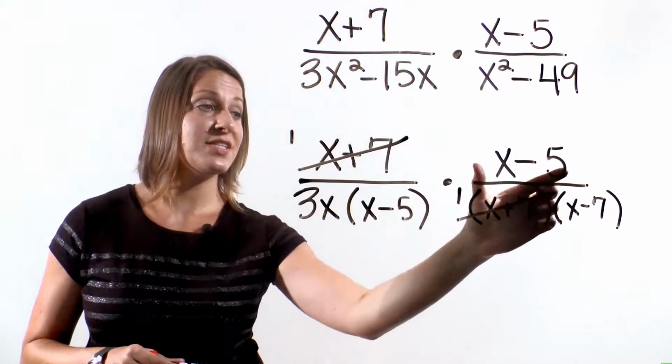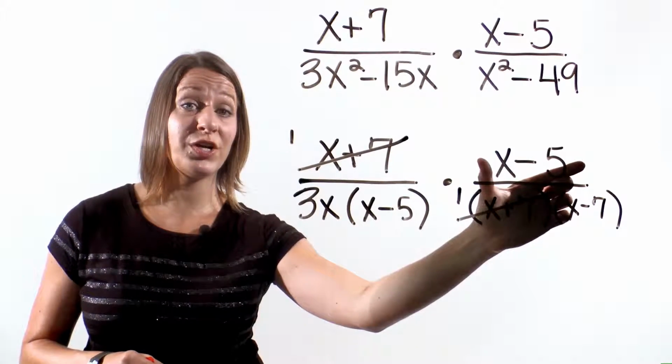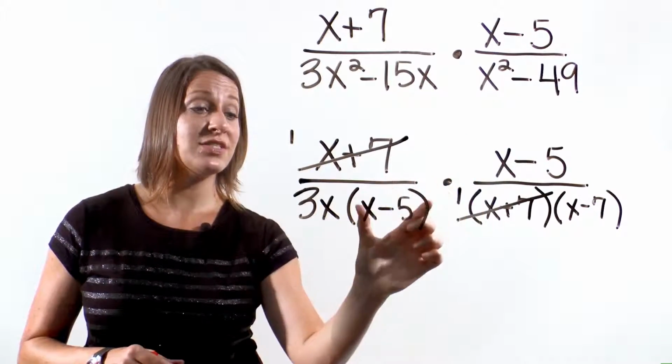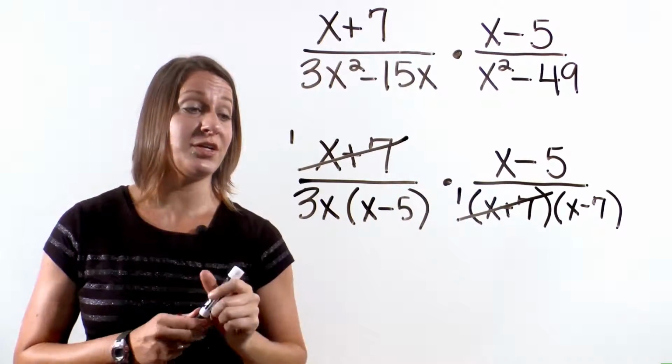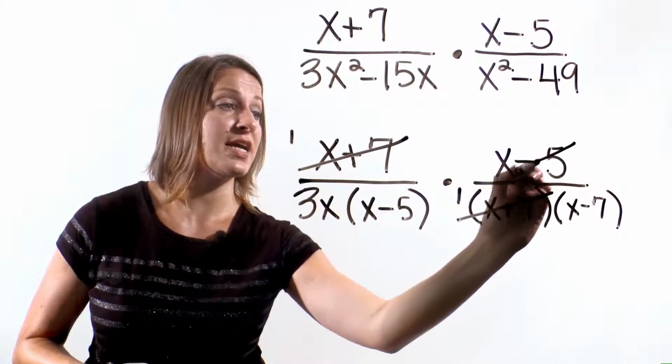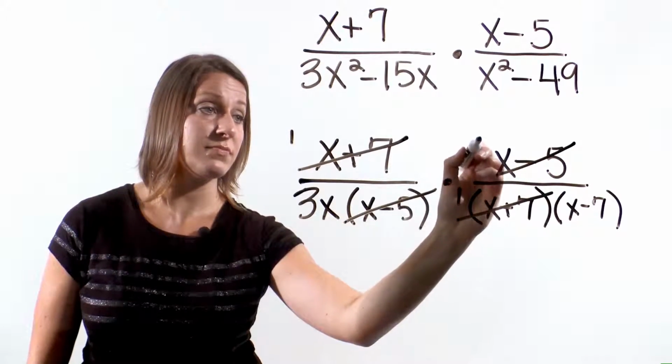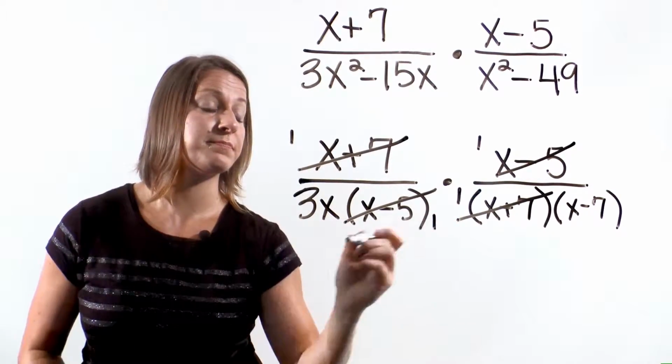Next, there's an x minus 5 in the numerator, and there's an x minus 5 in the denominator. So those two can cancel, leaving a 1.